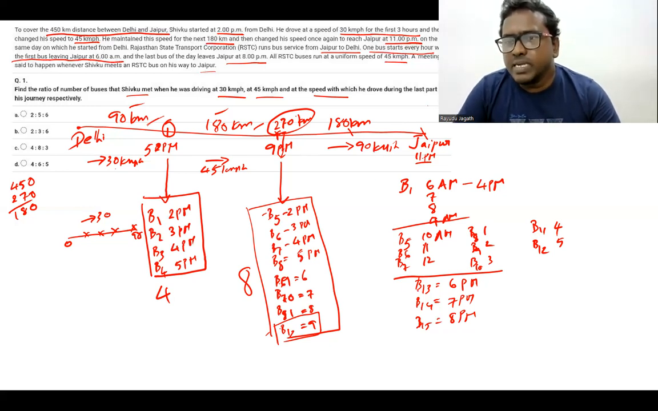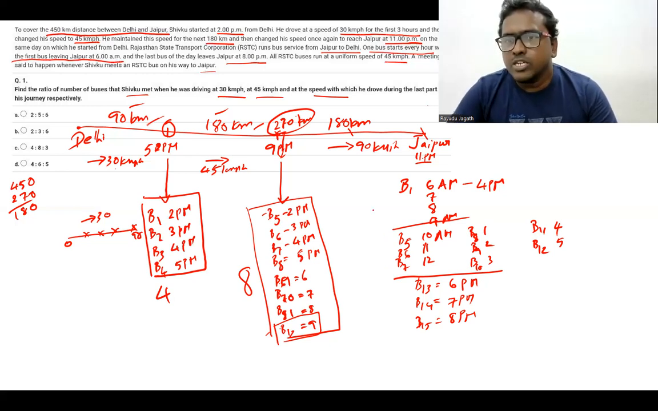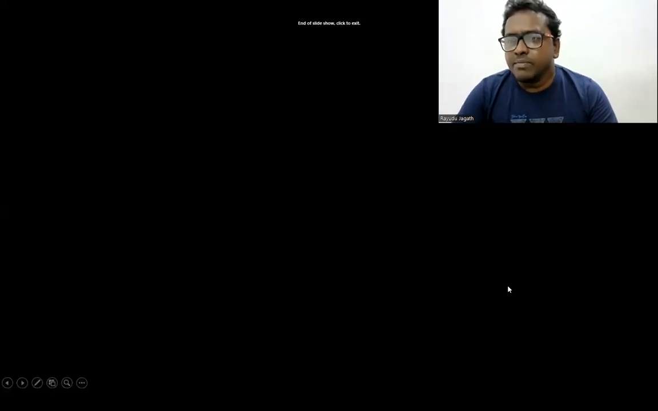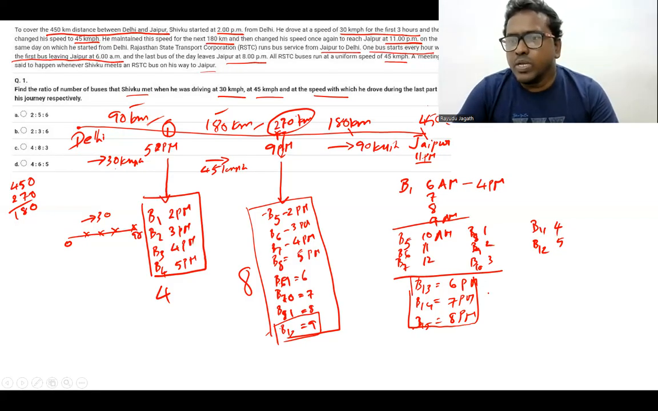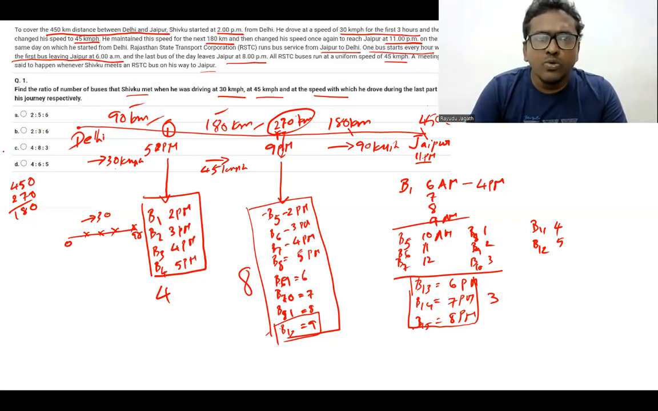So Shiva meets B13, which started at 6 p.m. and reaches the 270-kilometer point at 6 plus 4, 10. So Shiva meets the rest of the 3 buses between the 270-kilometer point and the 450-kilometer point, which is Jaipur. So he meets 3 buses in the meanwhile. So the answer to this question is 4:8:3.